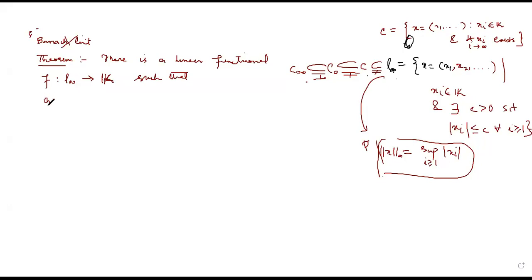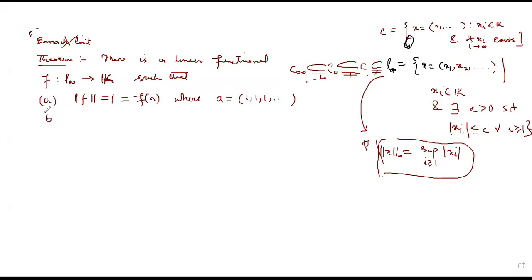Pehla, a: norm of f is equal to 1, and it is equal to f of a, where of course a is this bounded sequence 1, 1, 1, so on. Har jagah 1, sari entry is 1.